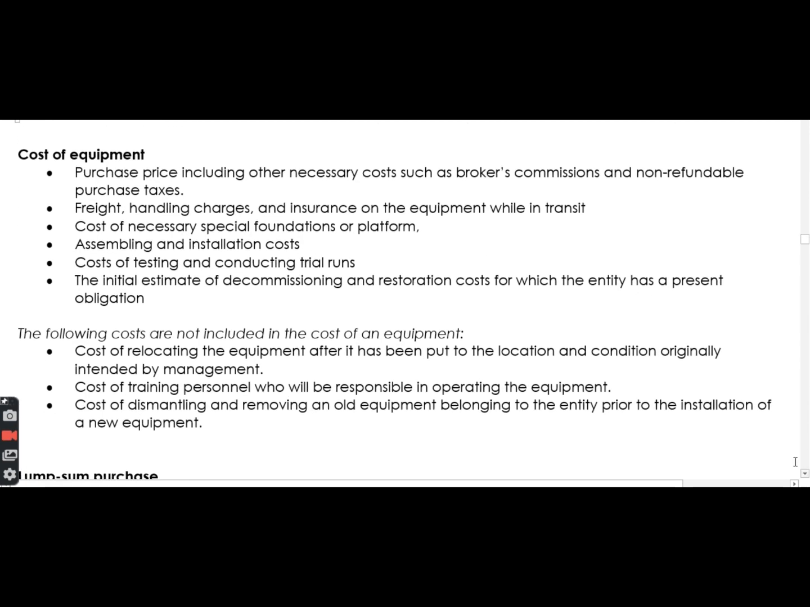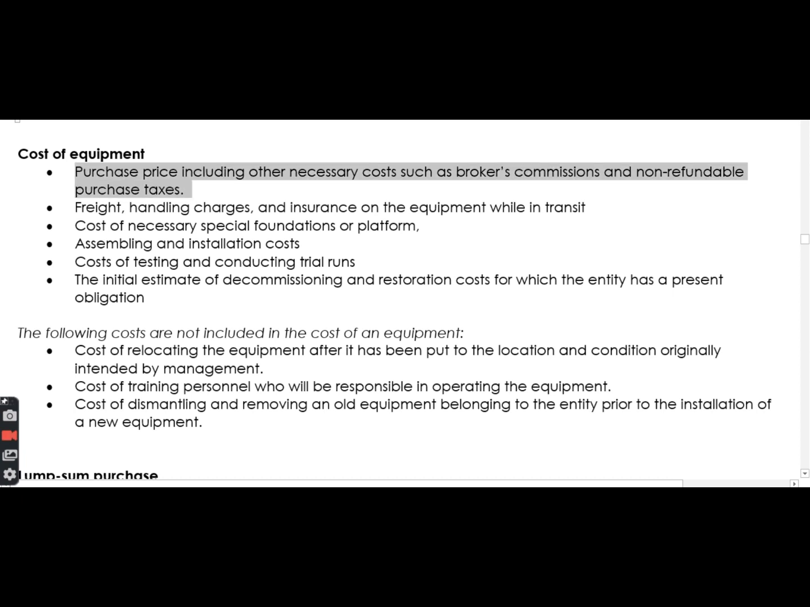Ano naman ang capitalizable cost ng equipment? So, ganun din. Pag binili mo yung mga usual, parang yung mga purchase prices din and other directly attributable cost ng purchase. Kasama na rin yung freight handling charges, yung insurances while in transit, etc. Okay? Tapos, cost of necessary special foundations or platform. Okay? Na kailangan mo sa installation. Okay? So, kailangan mo rin i-capitalize yung assembling and installation cost. Yung cost of testing. Okay? Tapos, the initial estimate of decommissioning or restoration kapag mayroon kang kailangan gastusin. Okay? Basta kaya mo siyang ma-estimate. Okay? So, yun yan.